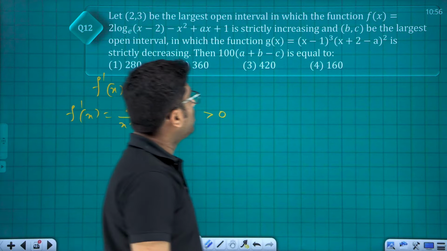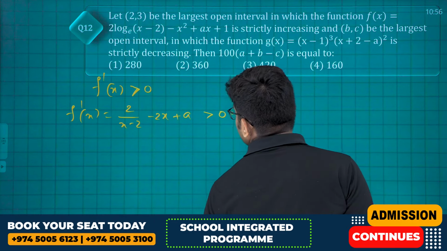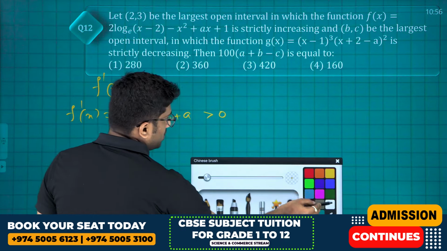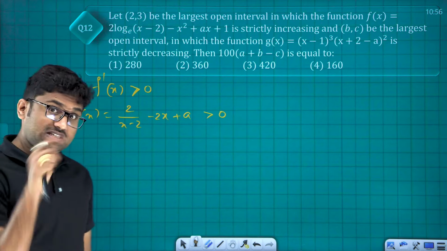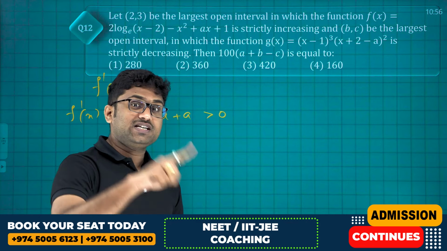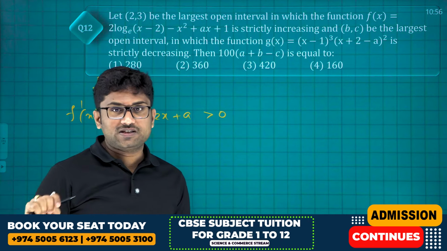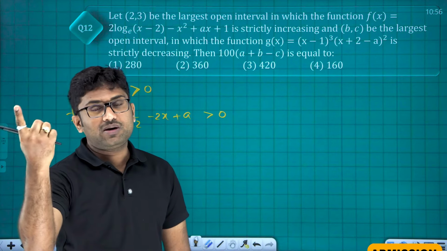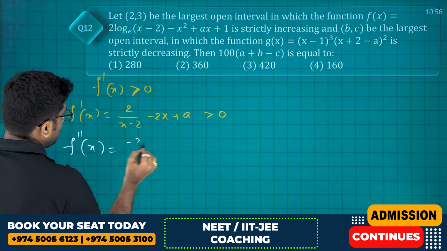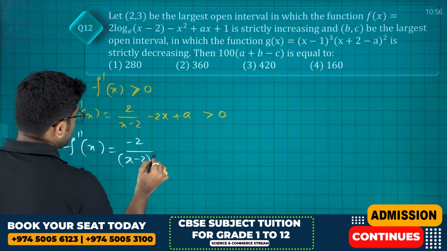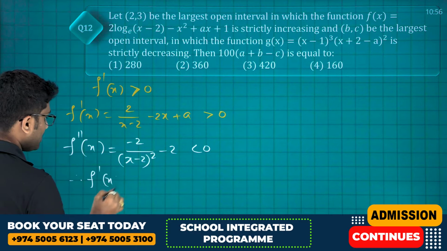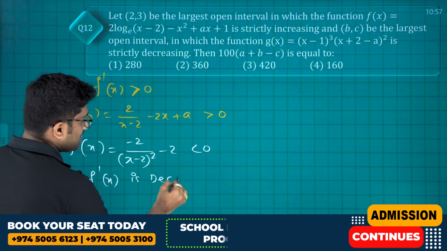Next, what happens? To check whether f dash x is increasing: f of x increasing means f dash x greater than 0. If f dash x is increasing, f double dash should be greater than 0, and f dash x decreasing means f double dash should be less than 0. So for that, let's take f double dash x. F double dash x is equal to minus 2 divided by x minus 2 whole square, minus 2, which is clearly less than 0. Which implies f dash x is a decreasing function.